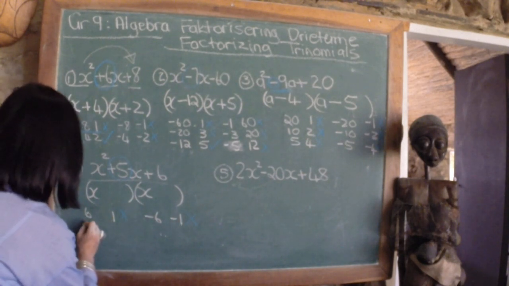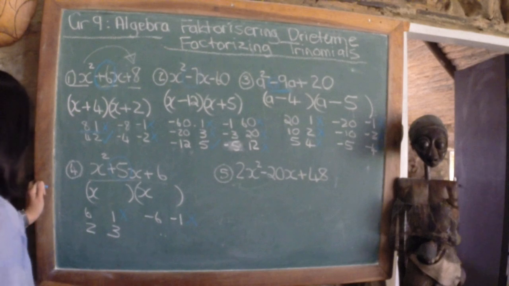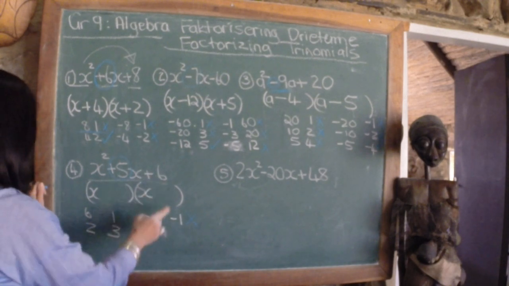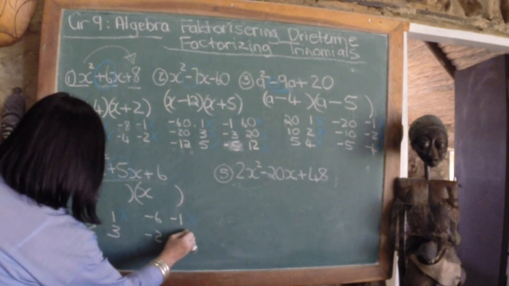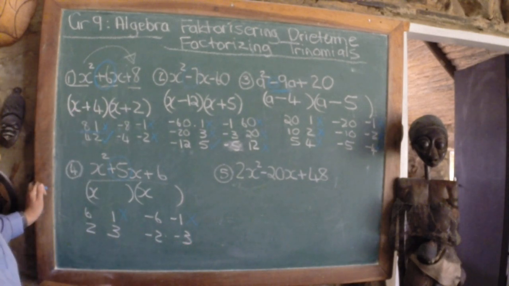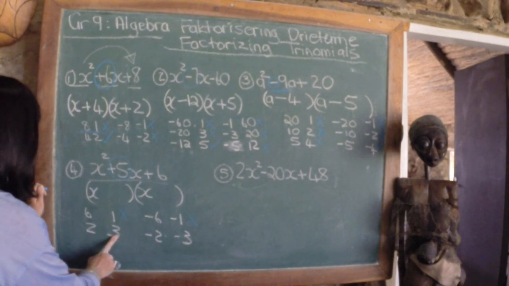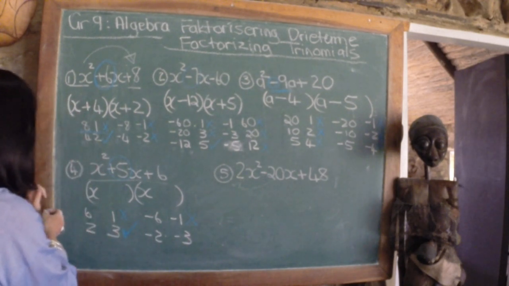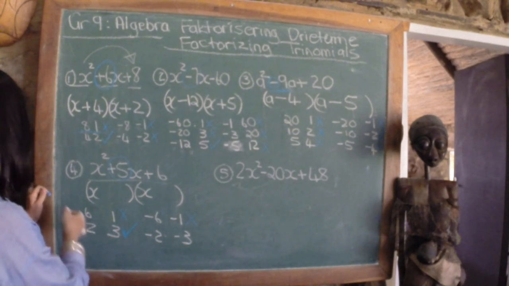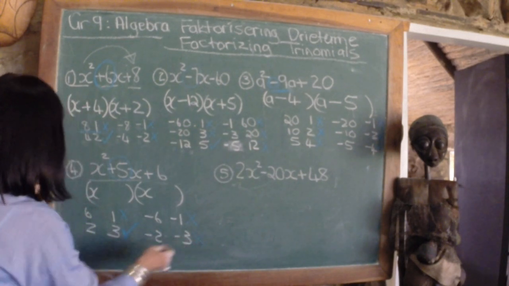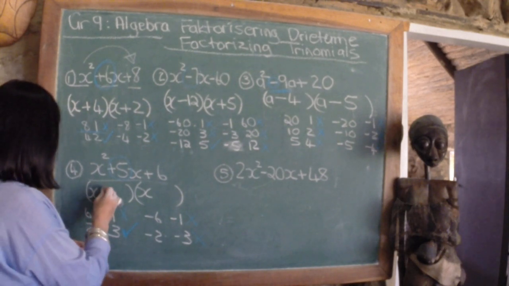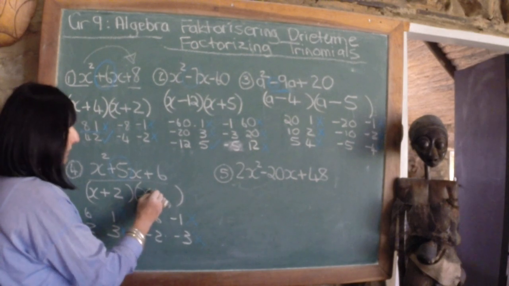So let's go to 2 and 3. If I multiply them, I get plus 6. Minus 2 minus 3 will also give me plus 6. Let's quickly add them. 2 plus 3 gives me plus 5. Yes, the referee is satisfied. Minus 2 minus 3 does give me minus 5. It's not the right answer. So I'm going to put into brackets plus 2 plus 3.